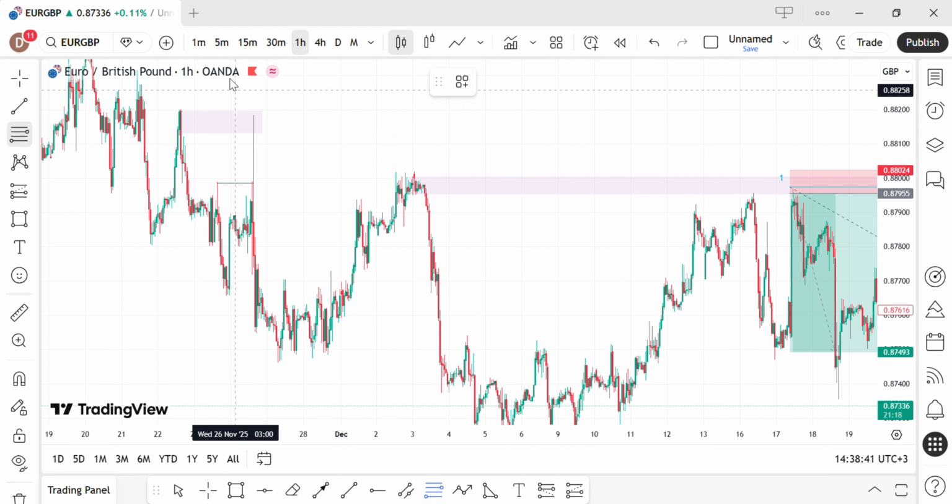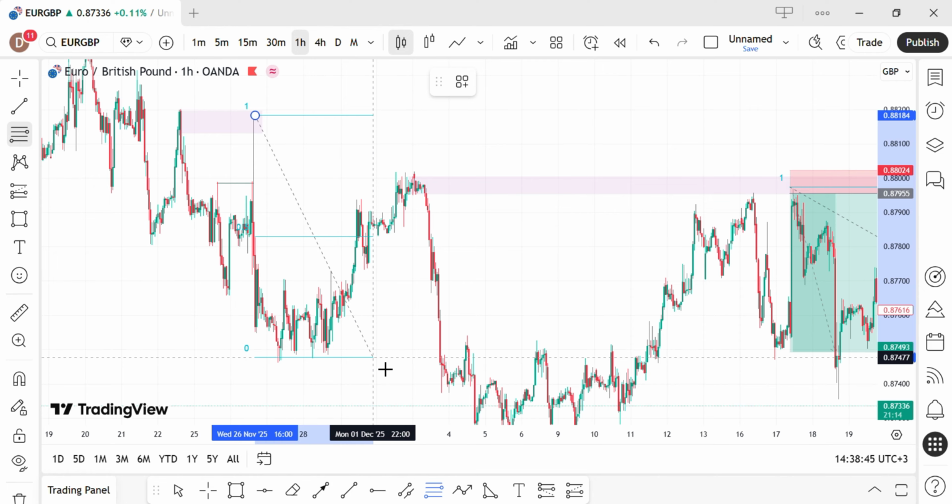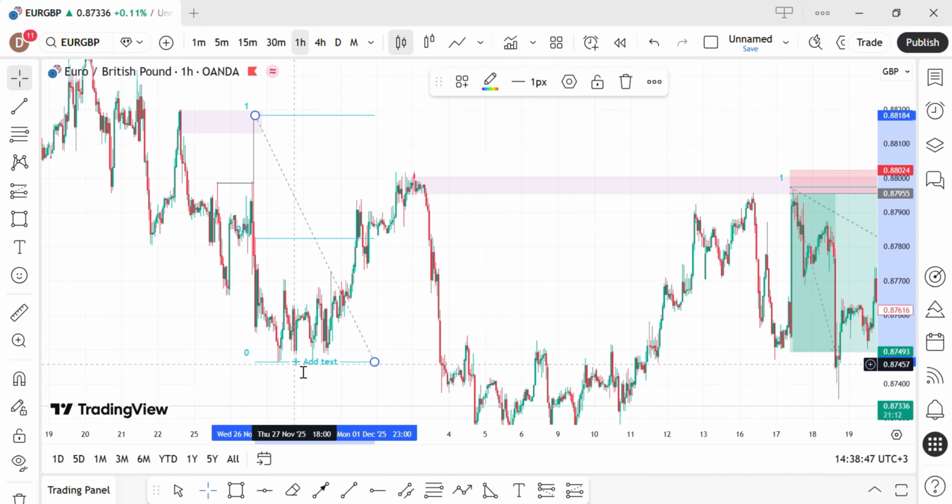If I draw my fib from this point to this point, the retracement has to be 50%. But you see, there's no liquidity. The market did not create even the engineered liquidity. There's nothing here. It created a low, created a high, created some sort of low, created a high, created some sort of low, created a high, and then dropped.